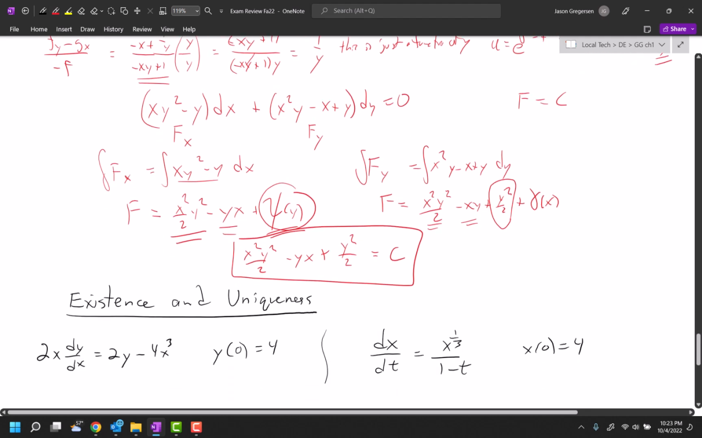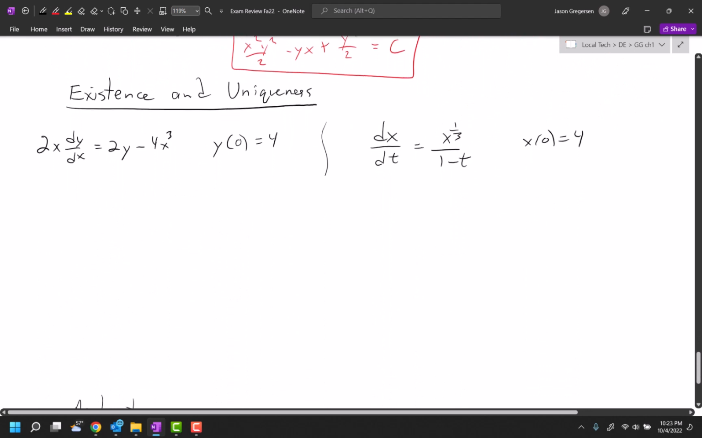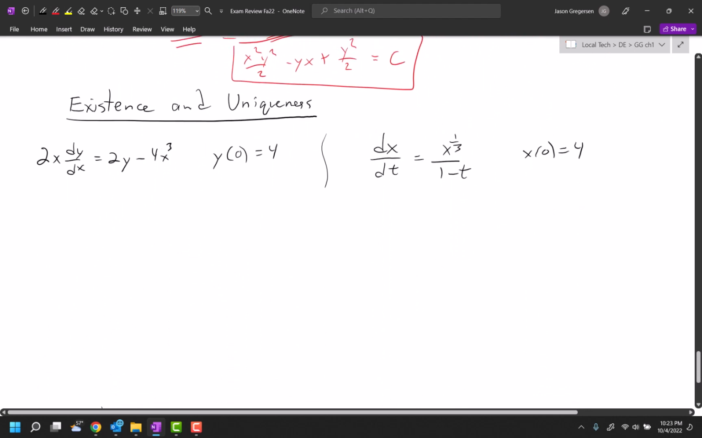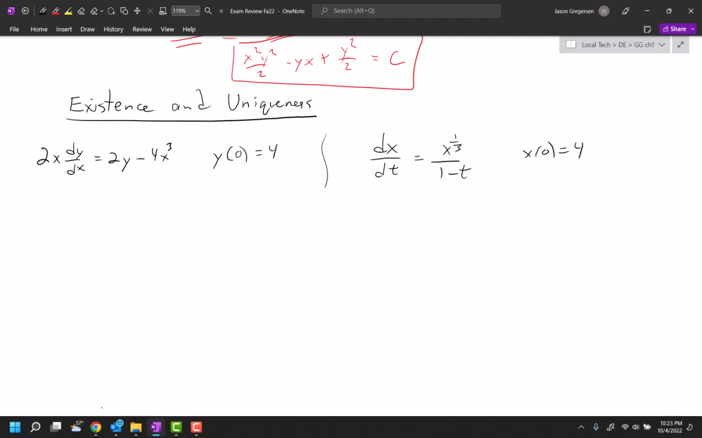All right, the last piece we didn't talk about is existence and uniqueness theorems, and we essentially had two theorems here, one for linear differential equations, one for the general first order. So this first differential equation we see is linear. There's my dy dx raised to the first power, and y raised to the first power. So this is just linear.